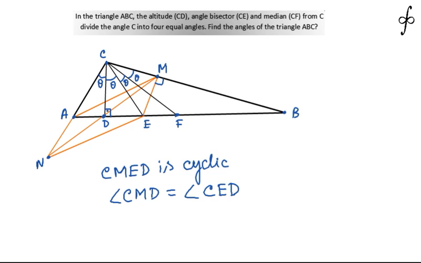You can see that this particular angle is 90, this is theta, so CED is 90 minus theta. Similarly this is 90, this is theta, so CAD is also 90 minus theta. So we can safely claim that CED is also equal to CAD. So CMD is equal to CAD.